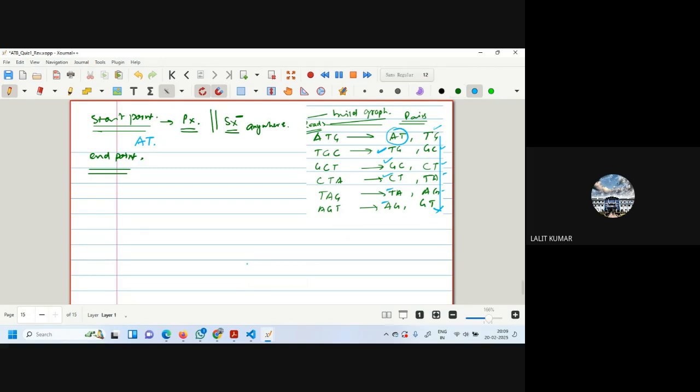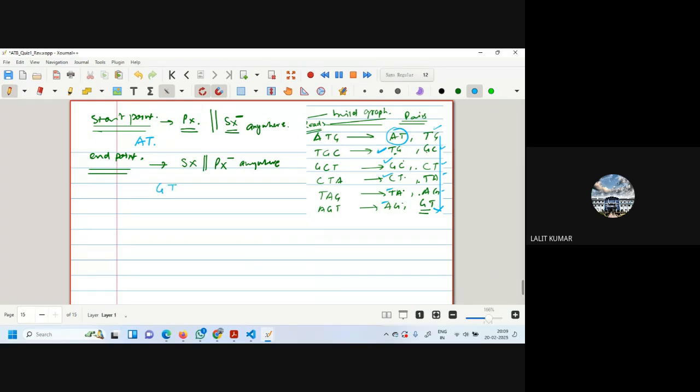Now we come to find the end point. The end point is the opposite. It will be the suffix which is not a prefix in any pair. So now we check the suffixes from here. TG is there in the prefix, GC is there, CT is there, TA is there, AG is there. Only GT is the one which is not there in any prefix. So we have found the end point also.